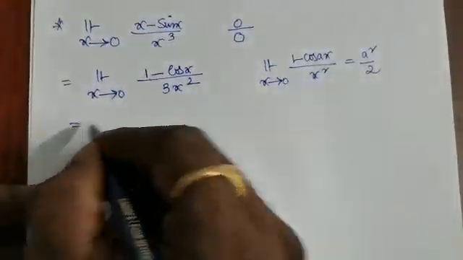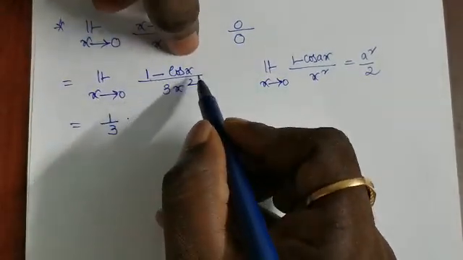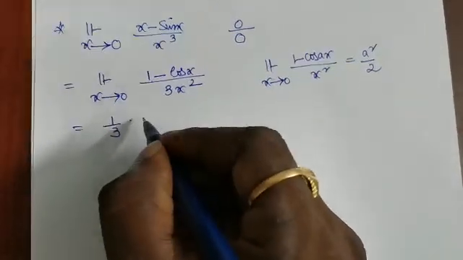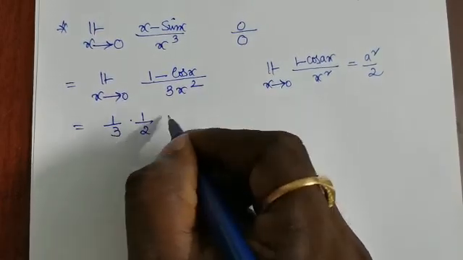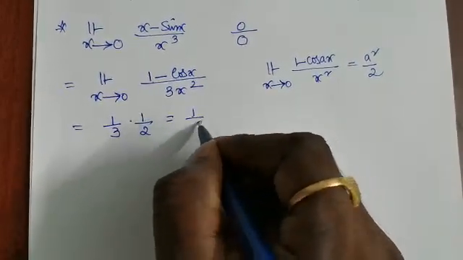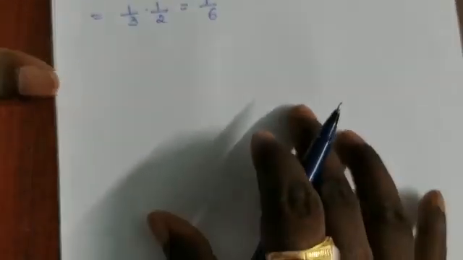Then 1 by 3 is a constant, put it outside, and it is 1 minus cos x by x square, which means a square by 2. That means 1 square by 2, that is 1 by 2. This is equal to 1 by 6. In a similar way, we can use L'Hopital rule.